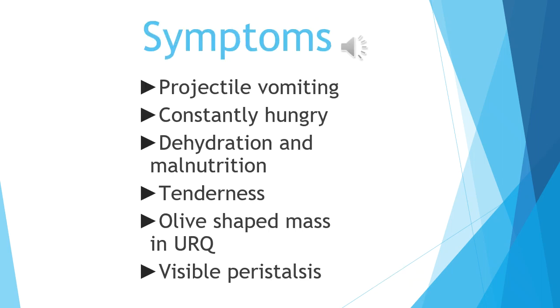The cardinal sign of pyloric stenosis is projectile vomiting. Not just a little bit of spit up, these babies forcefully projectile vomit. Parents may also report that the child always seems hungry. They may develop signs of malnourishment or also dehydration. Palpation on exam may reveal an olive-sized mass and abdominal tenderness.